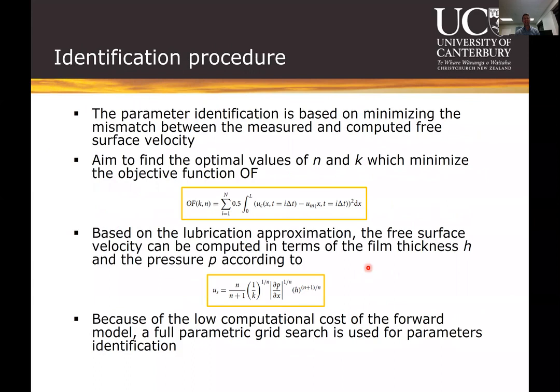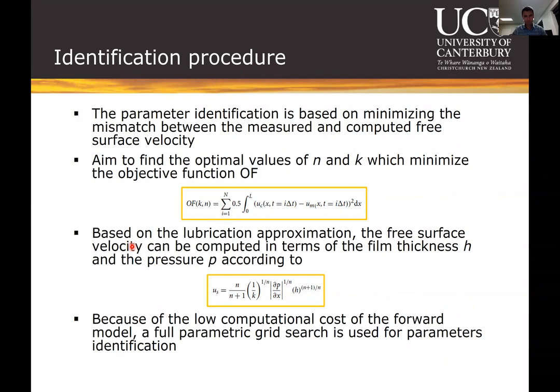In terms of identification procedure, we want to identify a couple of parameters, K and N, and what we want to do is minimize the mismatch between the observation and the results of the model. Because it's a transient problem, we want to minimize the mismatch at a number of time steps, which is what is written here. The sum from i equal 1 to N means that we are going to minimize the mismatch at a number of time steps.